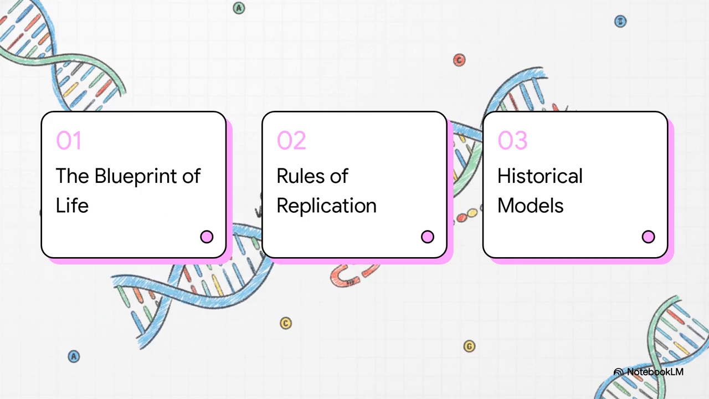Here's our roadmap for today. First, the blueprint of life. Then, the rules of replication. And finally, 3 historical models.